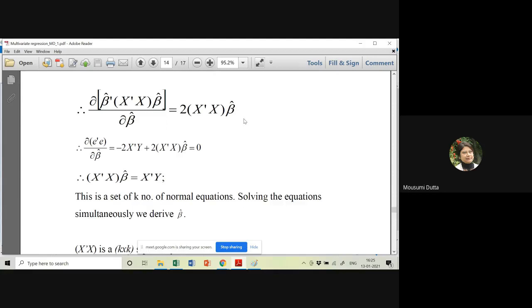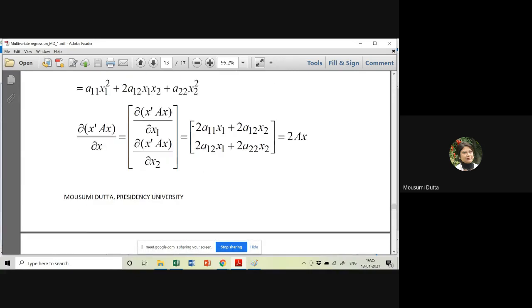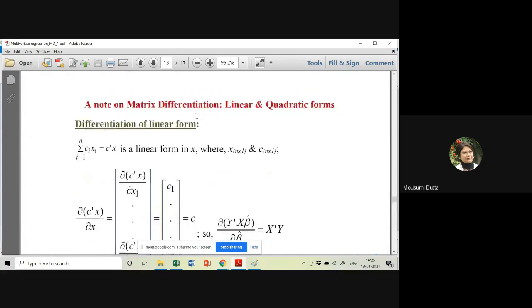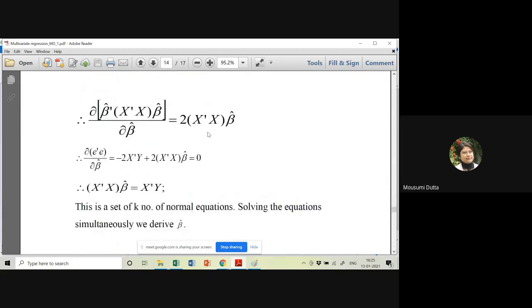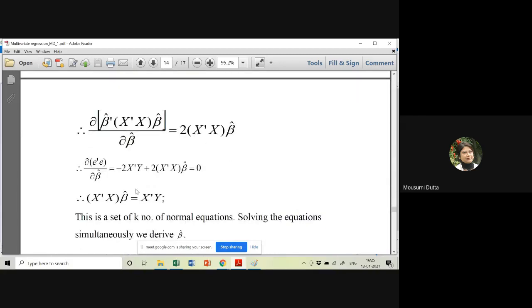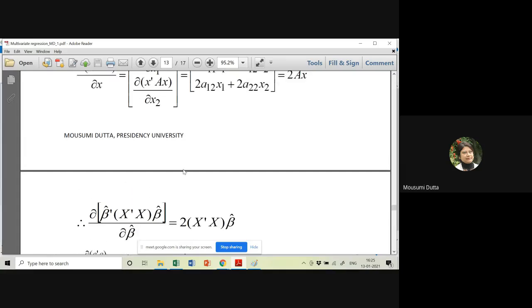Any question, any problem regarding the derivative part? Once you understand these parts, I'll plug these values in. The first thing I got, that is x prime y, and the second thing I'm getting, I'll plug into the del RSS by del beta hat equation. And then I'll get a set of normal equations. So first tell me whether anyone has any problem regarding the derivative, etc.